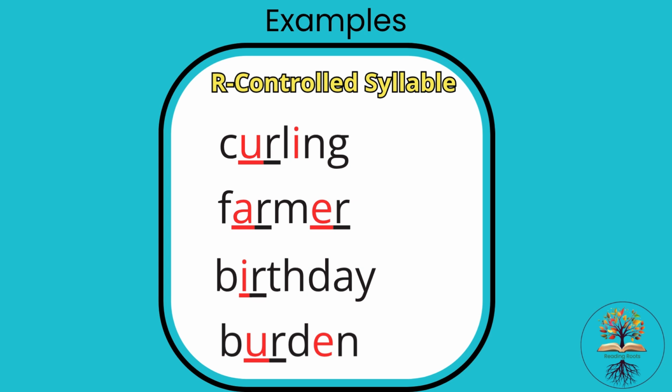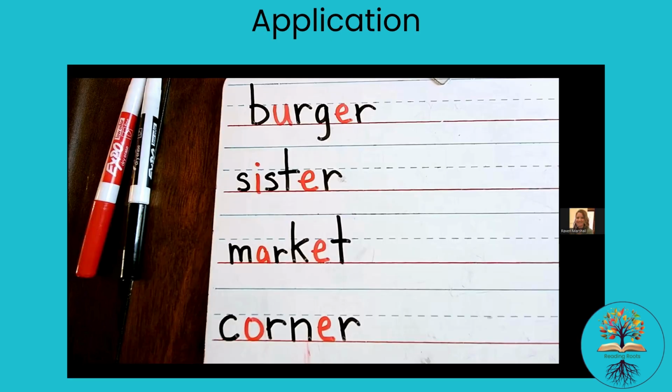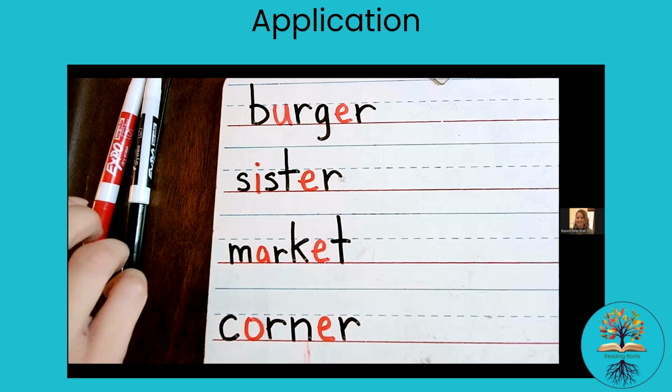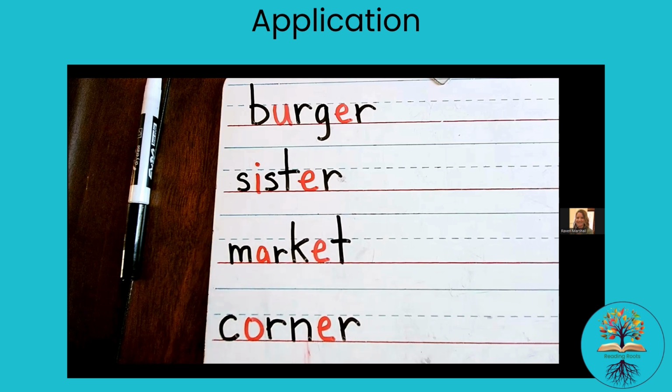Let's look at some examples with the words that have the R-controlled syllable. Curling, farmer, birthday, burden. This is how you put the syllable patterns in action to decode longer words. The goal is to chunk them into shorter segments, then blend each syllable to make a new word.